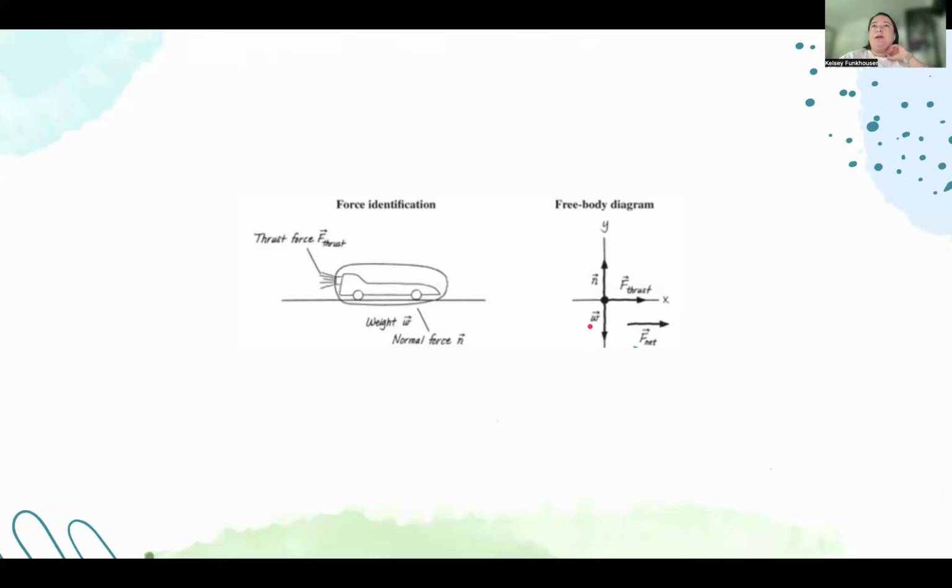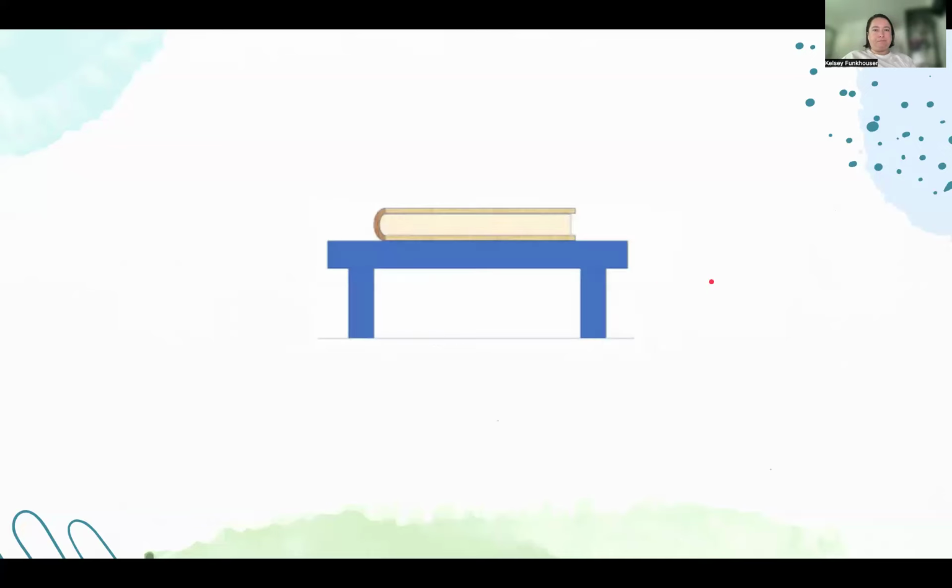So this is what we end up with. We have our normal force. You can write a capital N or a lowercase n, either way. Pointing up, our weight force pointing down, and then our thrust force pointing to the right, and our net force, which is just from the thrust, because normal and weight forces are equal in magnitude and opposite in direction, so they cancel out, leaving us with just the thrust force.